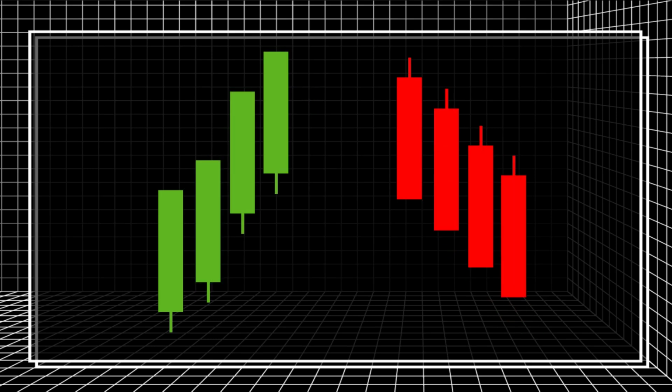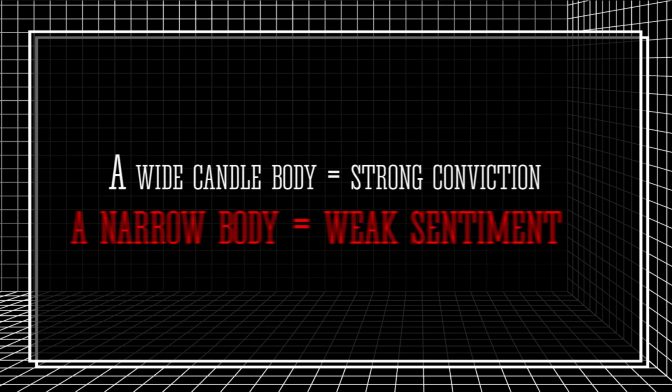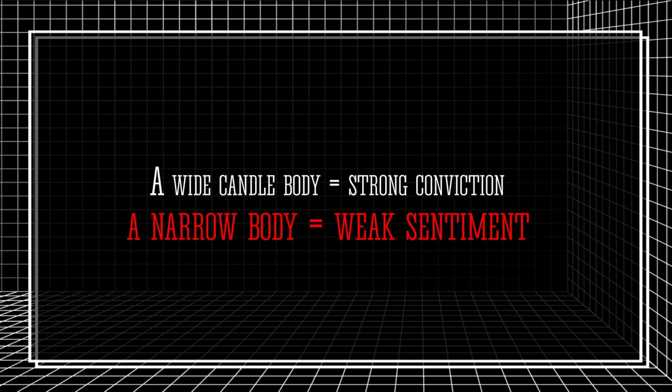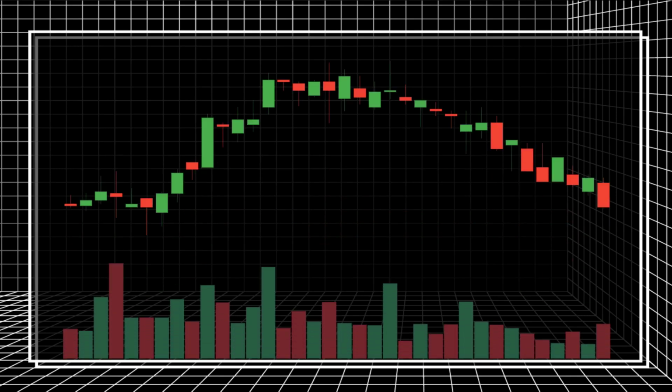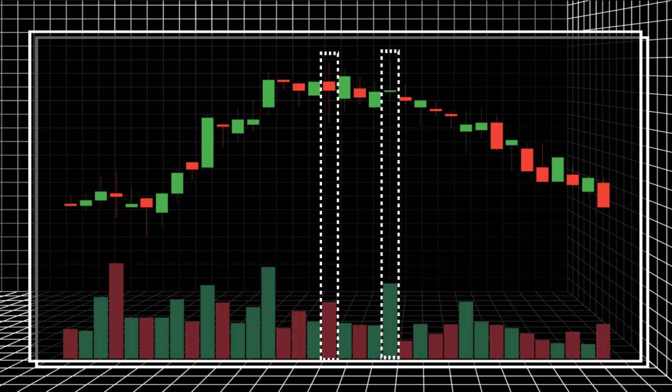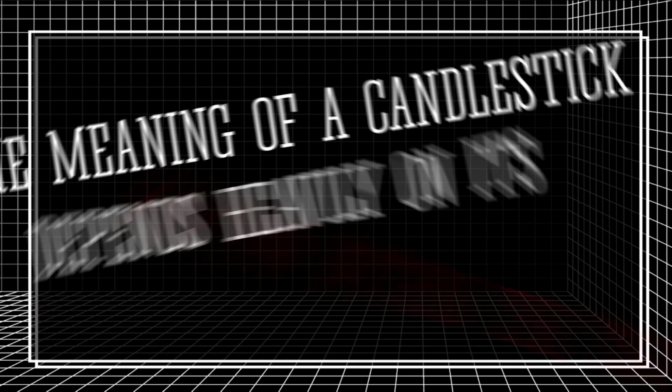Principle number 3. A wide candle body indicates strong conviction, while a narrow body suggests weak sentiment. If the candle body is narrow but volume is high, it may signal that smart money is watching the trend closely, preparing to act, or even taking positions in the opposite direction.